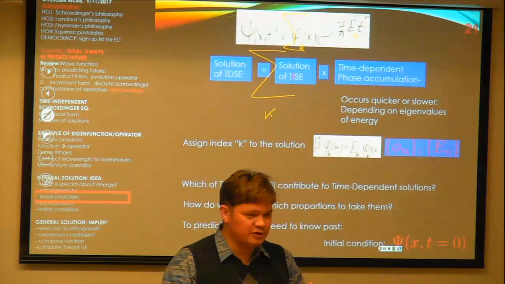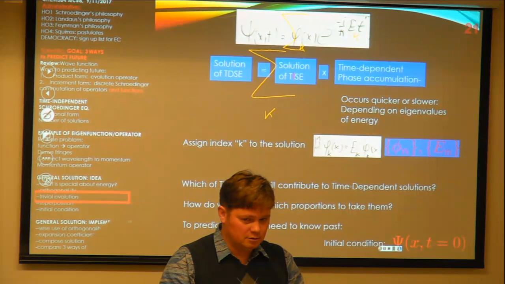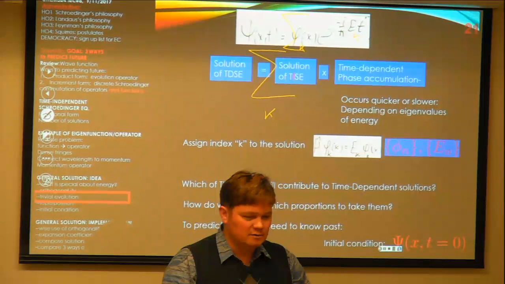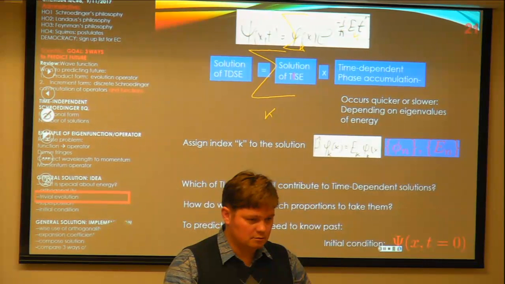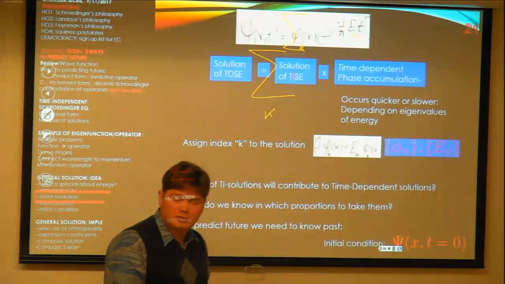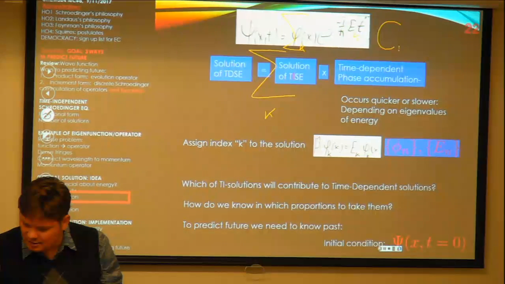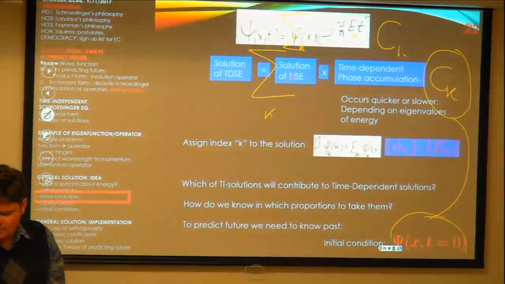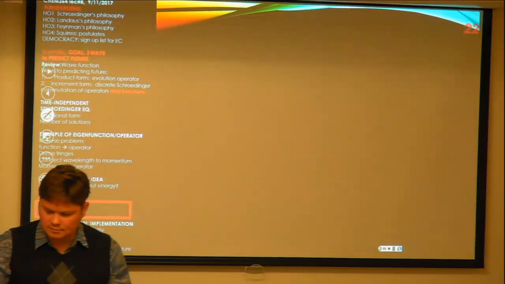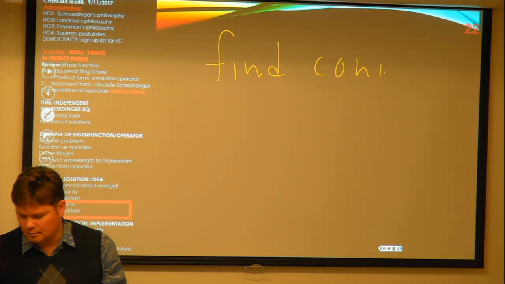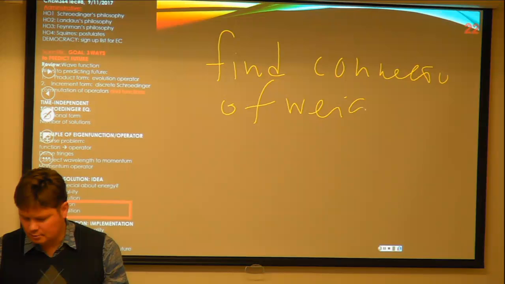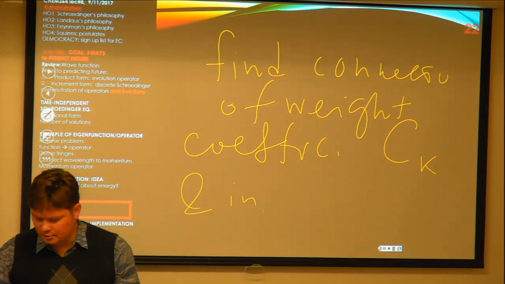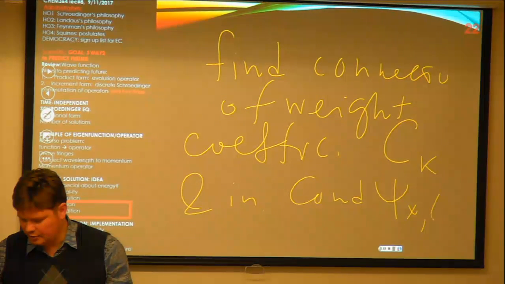If you can reformulate this statement in your own words, you may write it down. So eigenstates contribute to the solution of the time-dependent Schroedinger equation, each of them with its own weight. And our goal is to find the connection between these weight coefficients, which we can call capital C sub k, and the initial condition: find the connection of the weight coefficients C sub k and the initial condition psi of x, comma, time equals 0.